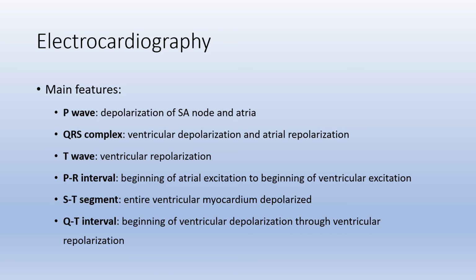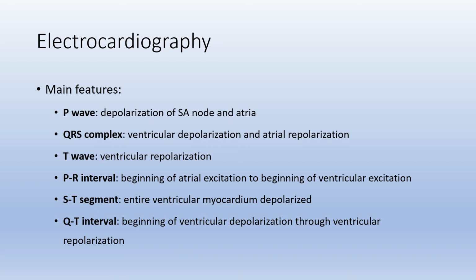And the last wave seen on a reading is the T wave. It usually appears to be a small hill, but the T wave represents ventricular repolarization. The T wave appears when the ventricles are returning to baseline or resetting themselves and preparing for another impulse.